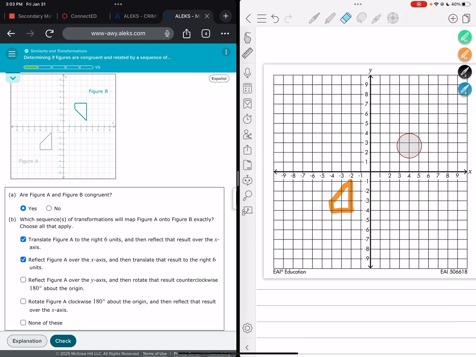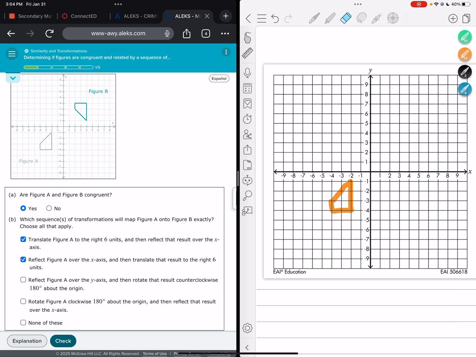Okay. Next, it wants me to reflect figure A over the y-axis. So that means it's going to be right here. And then we're going to rotate the result counterclockwise 180 degrees around the origin. Well, if I rotate it 180 degrees, that puts it right here in that second quadrant, which is not where B goes, so we know that one doesn't work.